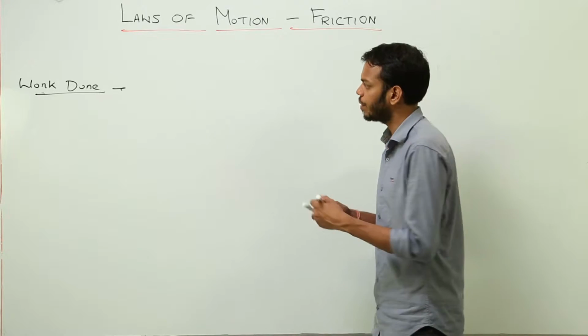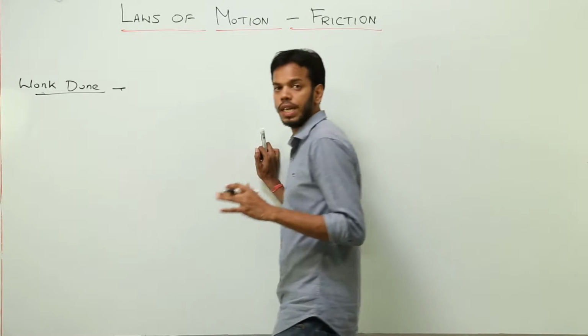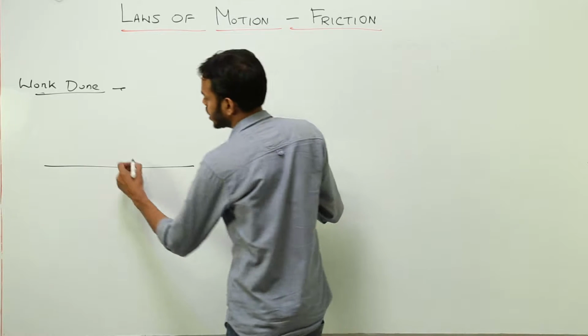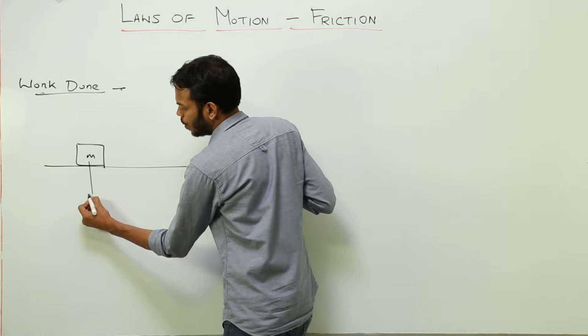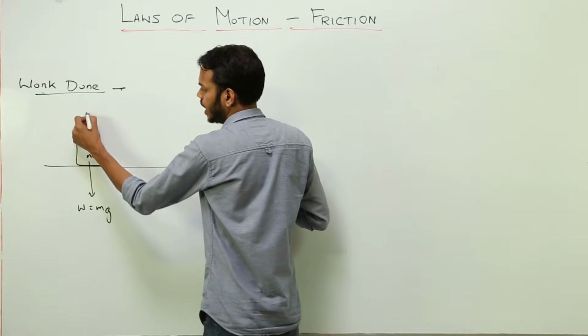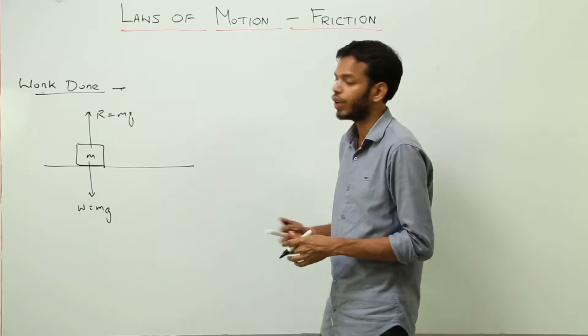Moving on to the next topic, which is work done against friction. Now we'll initiate it with a very simple example of a body moving on a horizontal surface, where we have a body of mass m. The weight of the body will be vertically downwards, equal to mg, and the normal reaction would be exactly equal to mg in this case, because it is moving in a horizontal direction.